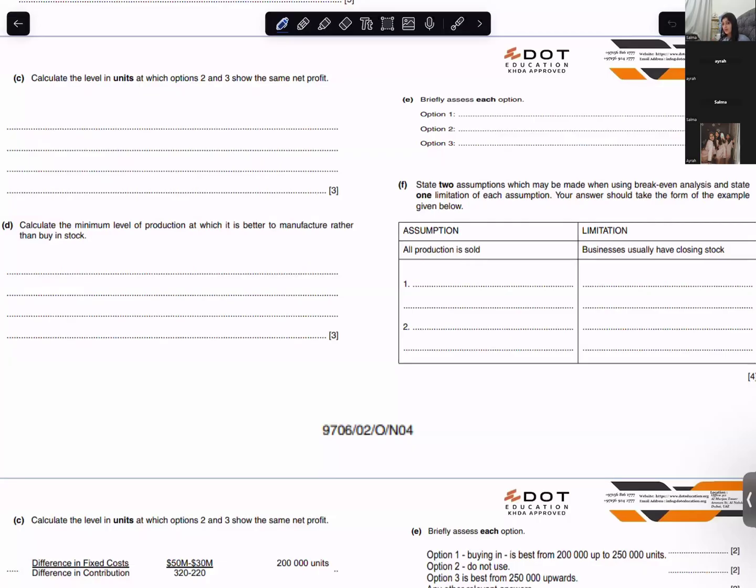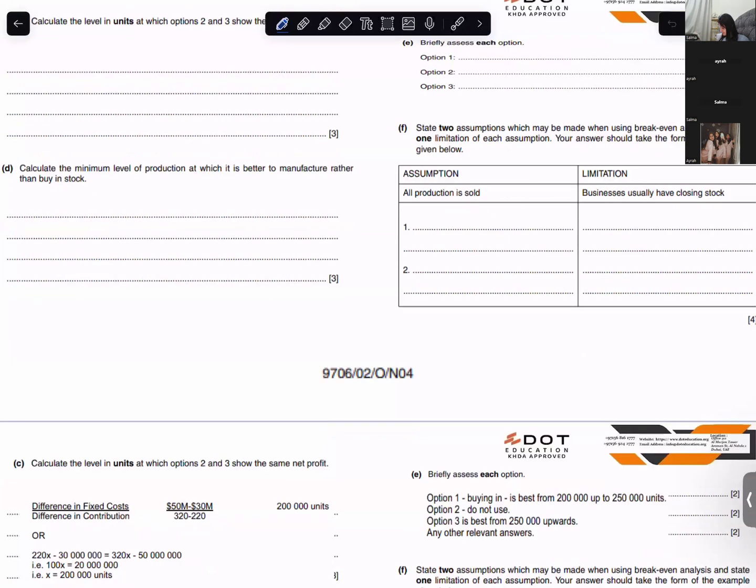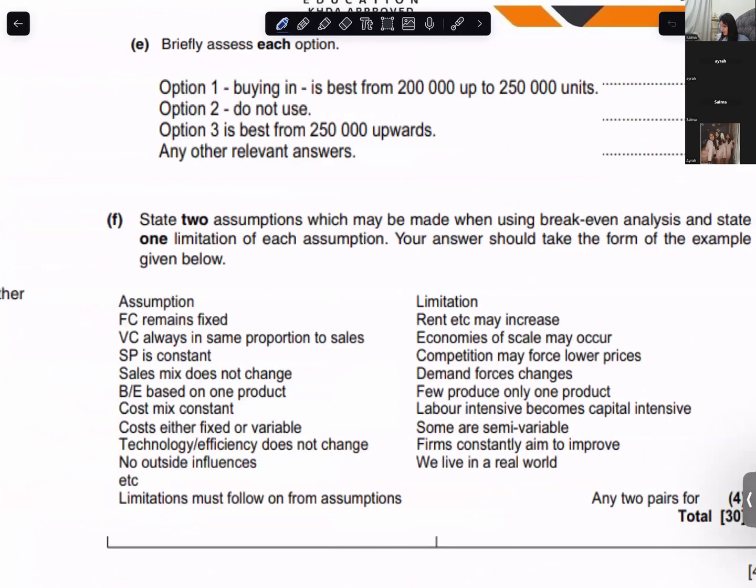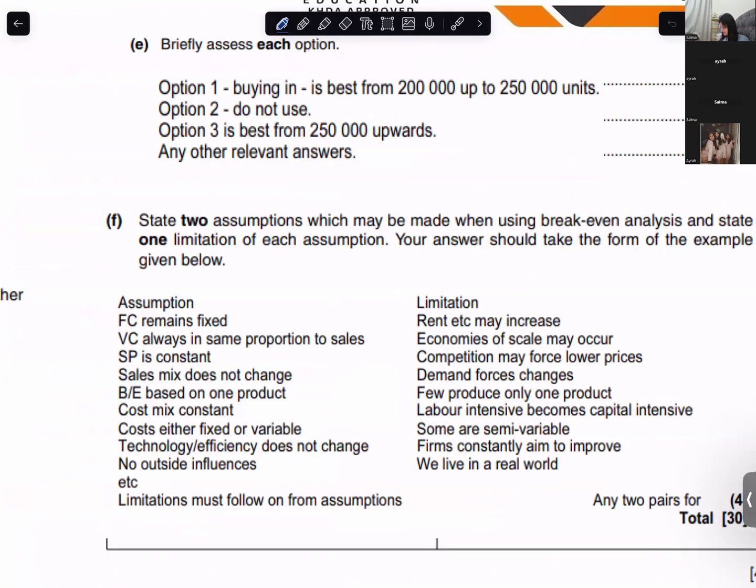Two assumptions which may be made when using break-even analysis: that everything that is produced is sold, and that fixed cost will remain constant. What is the limitation of having this assumption? We understand the question. They want you to state the assumption that you're using when doing break-even analysis, and the limitation of each assumption. If the assumption is that fixed cost remains the same, and the cost increases, the expense will not be accounted for. The profit will be overstated then. You assume fixed cost remains the same, but the limitation is that your rent might increase. Your fixed cost can increase.